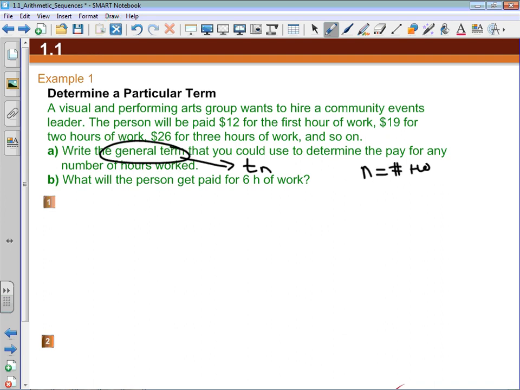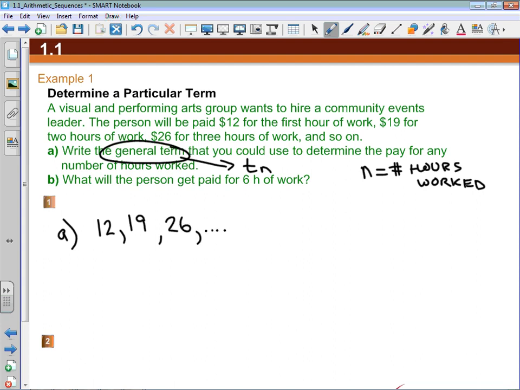Now, when we talk about general term, this is Tn, and in this case, n would be equal to the number of hours worked. So the best thing I think to do is to start with what the sequence actually is. The amount of money that this person could get paid is $12 for 1 hour of work, $19 for 2 hours of work, $26 for 3 hours of work, and then this pattern is going to continue.